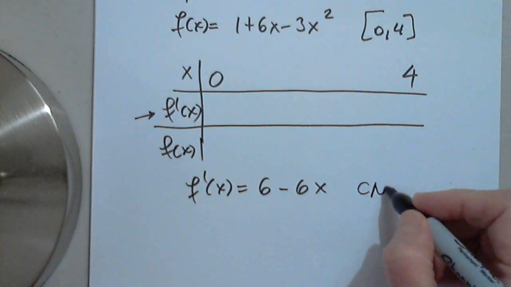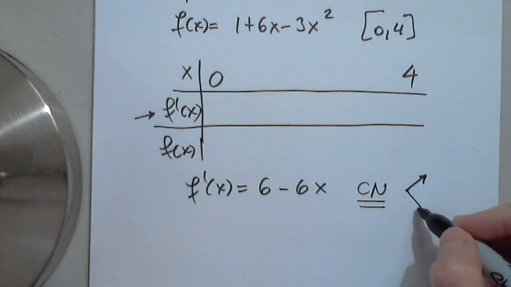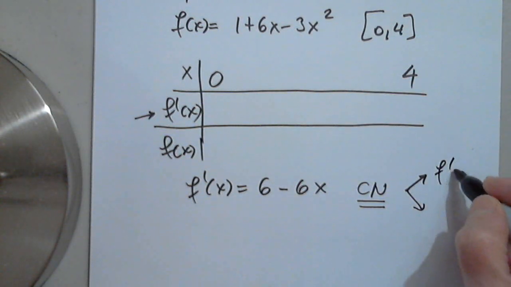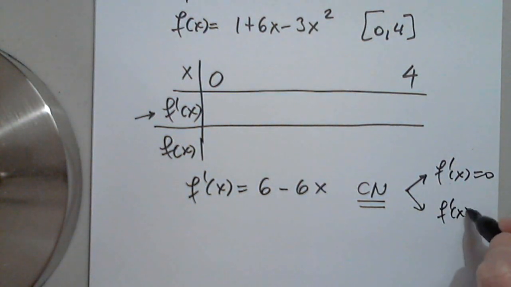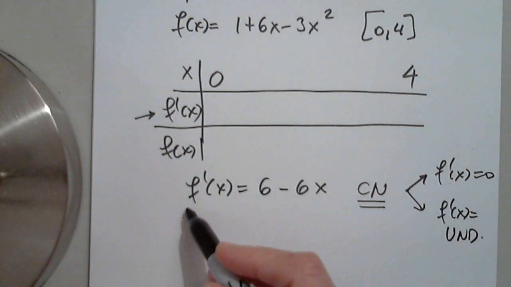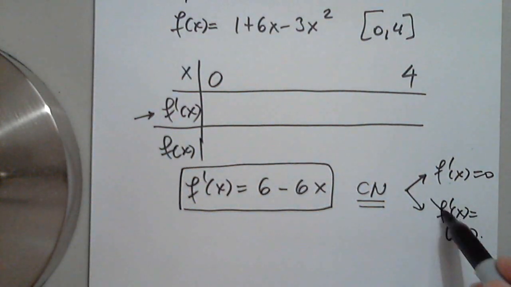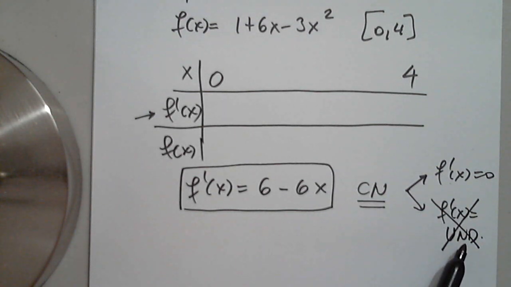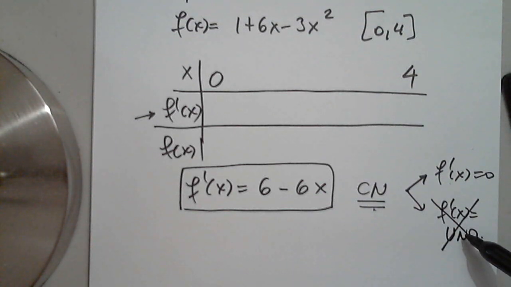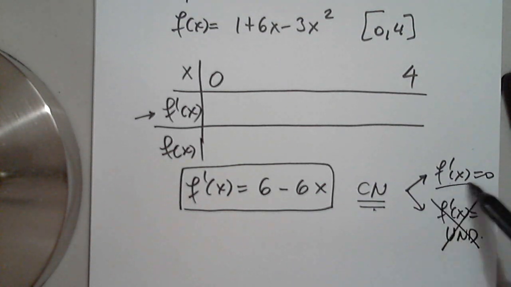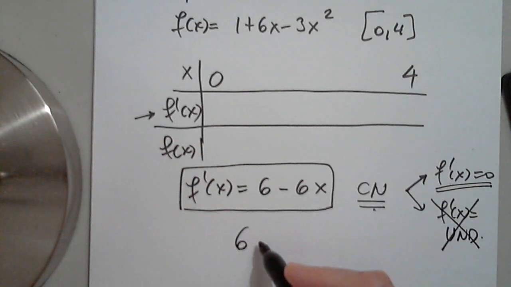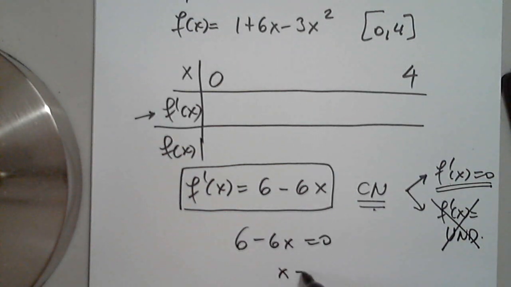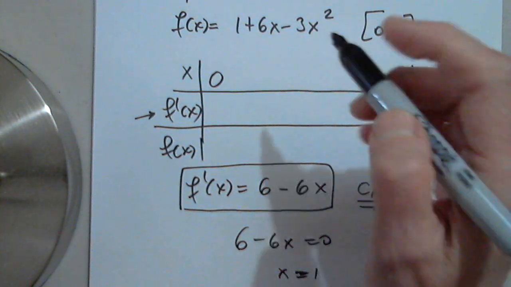I have to find critical numbers now. As we know, critical numbers come from two sources: from f prime of x being 0 or from f prime of x being undefined. This is a polynomial function. There is no such thing for a polynomial function to be undefined at any point. So no critical numbers will come from this. But I have to solve this equation. When I set 6 minus 6x equal to 0, I get x equals 1. So x equals 1 fits between 0 and 4.